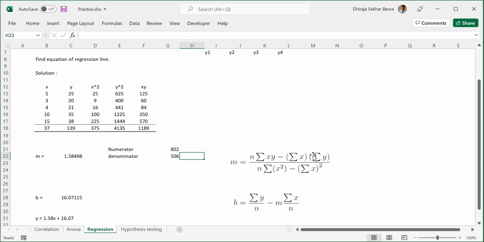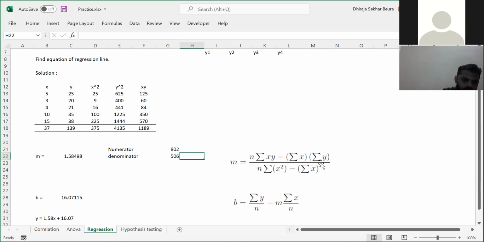Now, what did I say? I'll just repeat what I just said. We are now calculating the regression. We are finding out the regression line equation. In order to do that, we need the value of m and we need the value of b. How do we calculate the value of m? That is the complicated formula where we are segregating numerator and denominator. For the numerator, we take the last column total, multiply n with it, then deduct the multiplication of first column total and second column total.